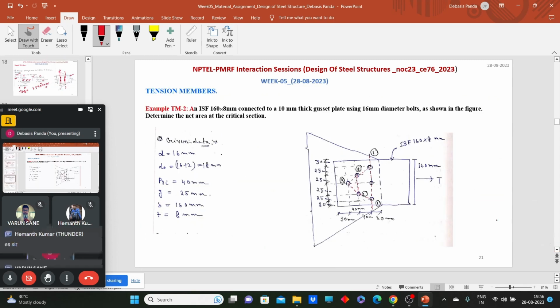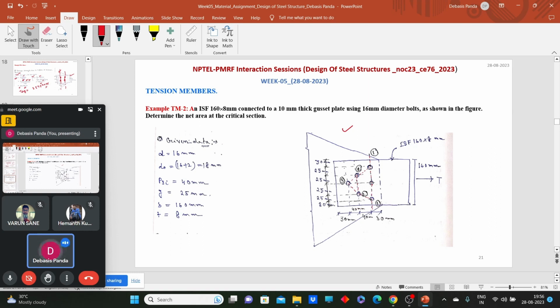So now, let's solve another example, where staggered bolting is done. Here, one plate is connected with a gusset with staggered bolting. Now, how to calculate the design strength for this kind of joints?